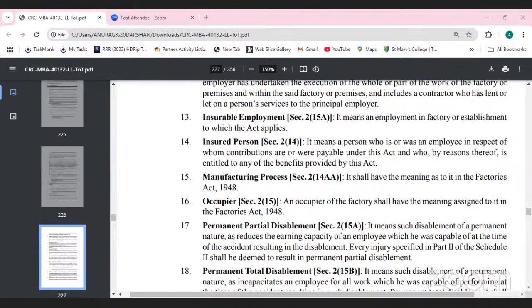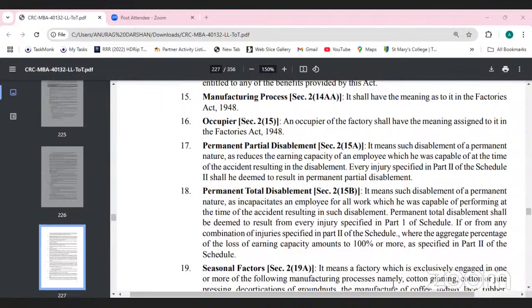Permanent partial disablement means disablement of a permanent nature which reduces the earning capacity of an employee in every employment which he was capable of undertaking at the time of the accident and which resulted in the disablement. And permanent total disablement is where he is permanently disabled and it incapacitates the employee from the work which he was capable of performing at the time of the accident.